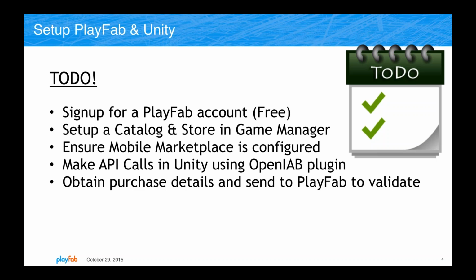Some of those will be Stance Assets or Prime31's plugin. All of those are going to be able to get you the data from the purchase. They're going to enable you to make the native API calls into Google and Apple, as well as get the data you need to validate that purchase on the PlayFab side. So all of those work. And then also, once you get those details, you send it to PlayFab, and then we validate that to ensure that it is a valid purchase.